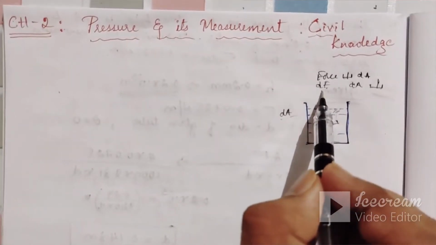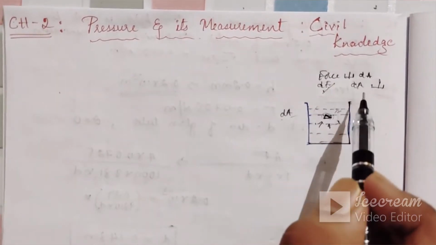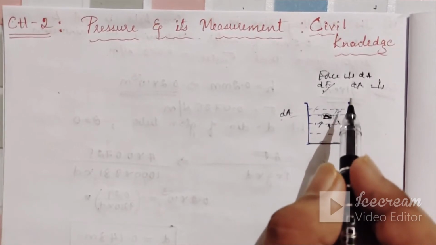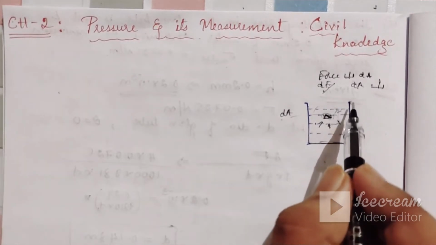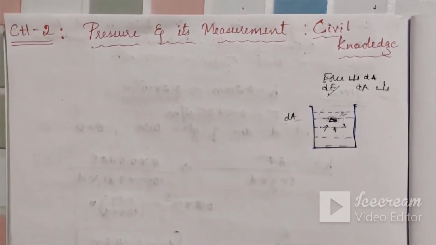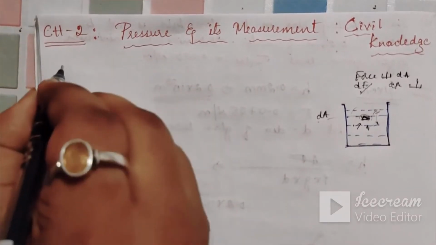Then the ratio of this dF by dA, force by area. What is that? Force by area is nothing but what? The simple definition: pressure. But with constraint to fluid, it is fluid pressure. That's it. So I'll write the statements now.